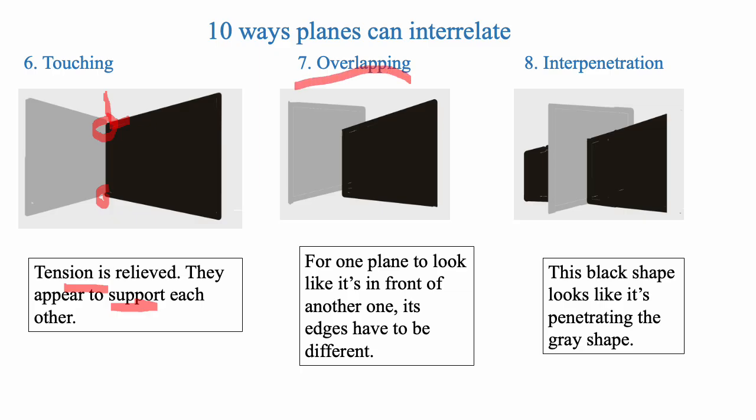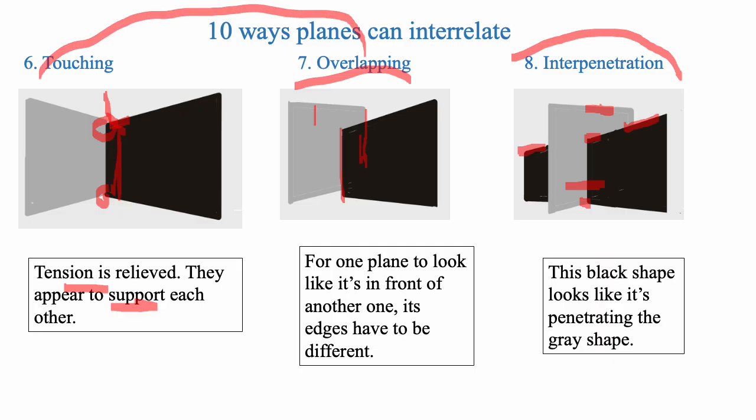For overlapping, we see one plane in front of the other one, and for that to work, the edges have to be different. If they were the same, then it would look like touching. Now, how does interpenetration work? Well, this black shape seems to penetrate the gray one, partly because we see it in the back here, and partly because its top is a little lower than the gray one. Now, what about the bottom? The bottom has to either touch the gray one or be within the gray one for this to look like interpenetration.